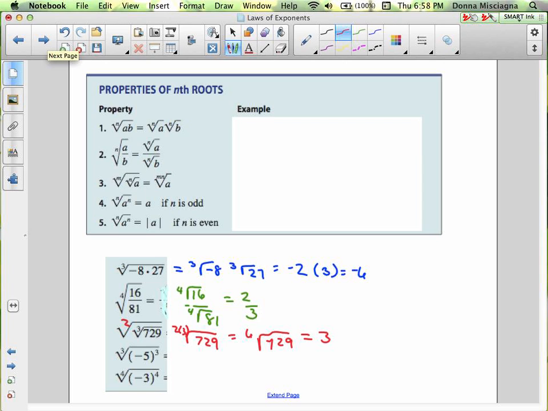Now, if we think about it, 729 is also a perfect cube. 9 times 9 is 81. 81 times 9, so 8 times 9 would be 72, 1 times 9 would be 9. So the cube root of 729 does happen to be 9. So if it was a perfect cube, you could also do the square root of 9, which is indeed 3. So just a little proof there of that.